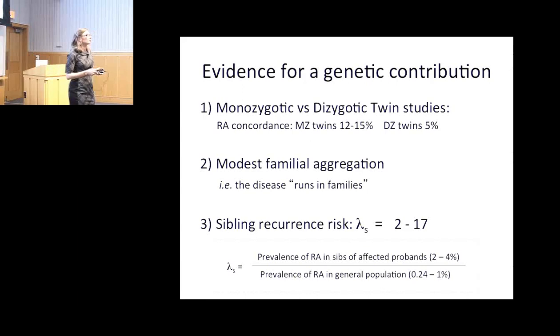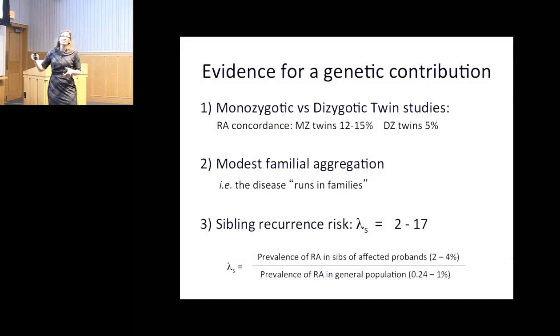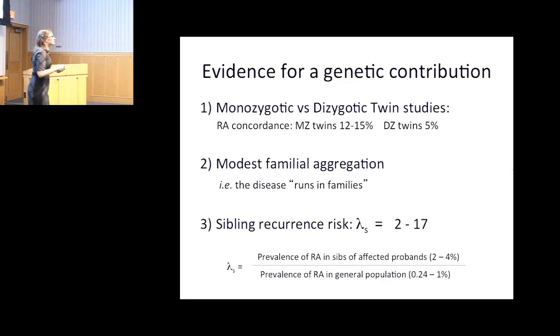And I'm not sure if you're familiar with lambda-S, so let me give you a frame of reference. So lambda-S in cystic fibrosis, where we know the gene that is most often involved and alleles that are linked to the disease phenotype, for the most part a single gene causing this disease, lambda-S is 500. Okay, so lambda-S of 2 to 17 is relatively small, but it's quite similar to lupus. Lambda-S is around 14, 15 in lupus. And type 1 diabetes, lambda-S is around 20. So these diseases that we know have a genetic component, maybe it's not a single gene. That's what lambda-S of 2 to 17 tells us, that RA is not caused by a single gene.